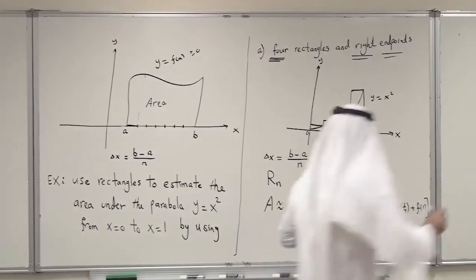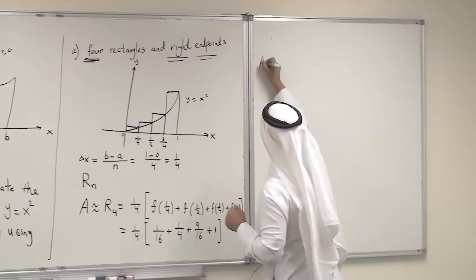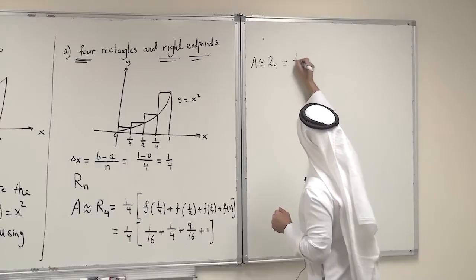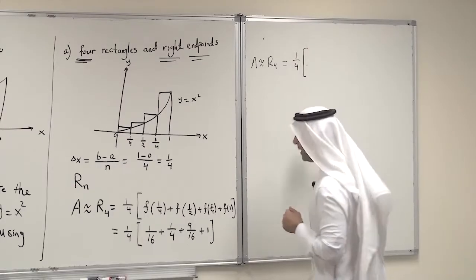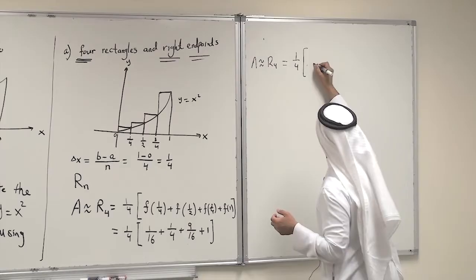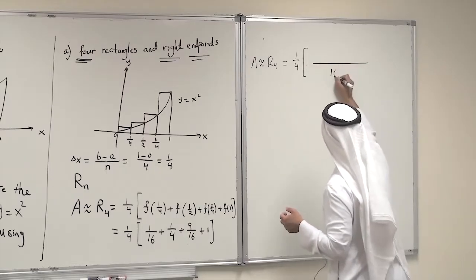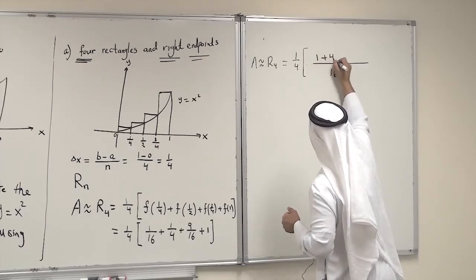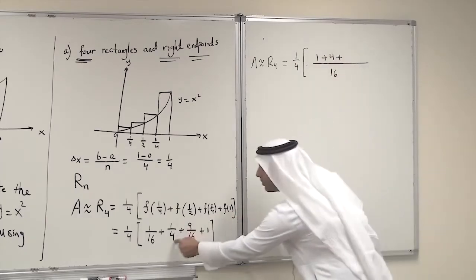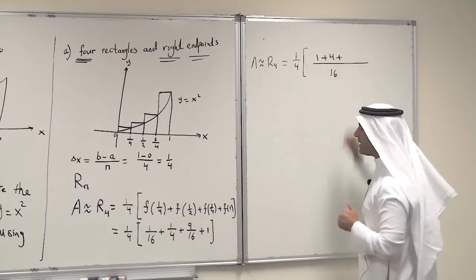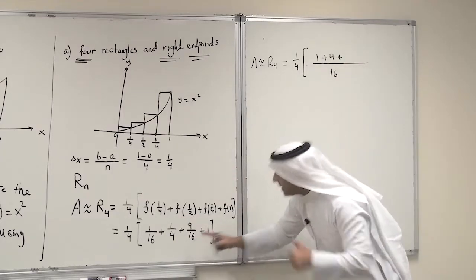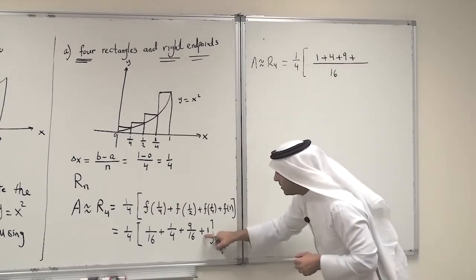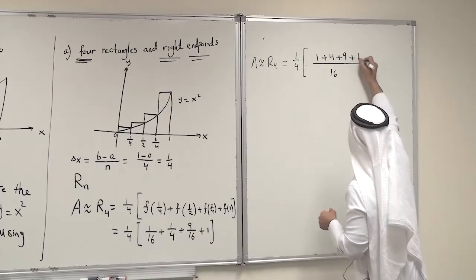So what do we have here at the end? We get the area is approximately equal to R4, which is equal to, if you just look here, 1/4 times. Let us find the common denominator, that is 16. So what we have here is over 16: 1 plus 4, because 16 divided by 4 is 4, multiplying by 1 gives 4. The next one, 16 divided by 16 is 1, so that's only plus 9. Next, I have 1 over 1, so I need to multiply by 16 up and down.